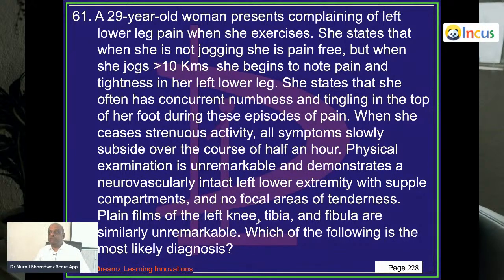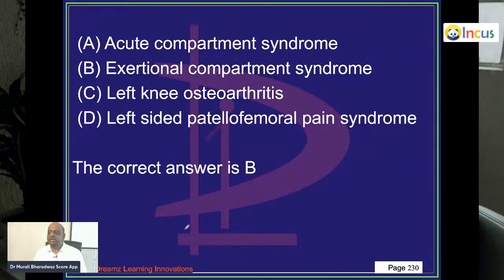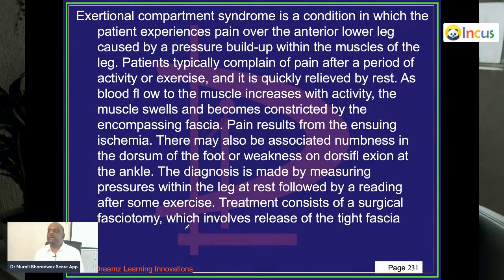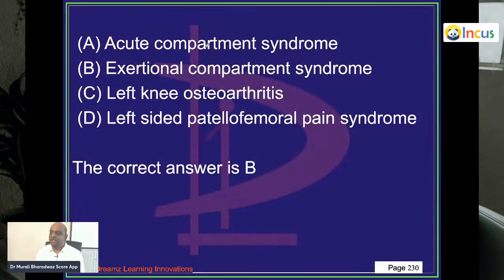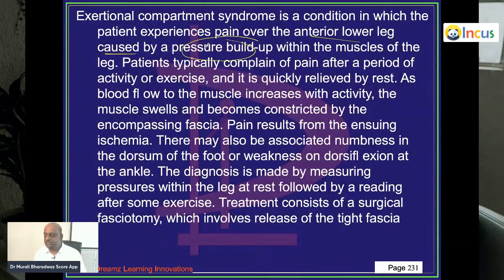A 29-year-old woman is having left lower leg pain. She jogs more than 10 kilometers. Who asked her to jog that much? Typically, her knee, tibia, everything is fine. So, what is that called? Exertional compartment syndrome, where the patient experiences pain in the anterior lower leg because of the buildup of pressure within the muscles of the leg. And treatment for that is surgical fasciotomy, releasing the tight fascia which is causing that.